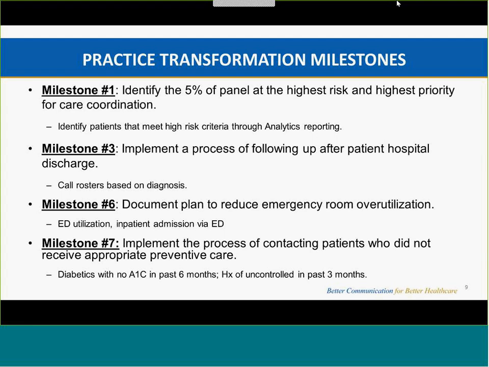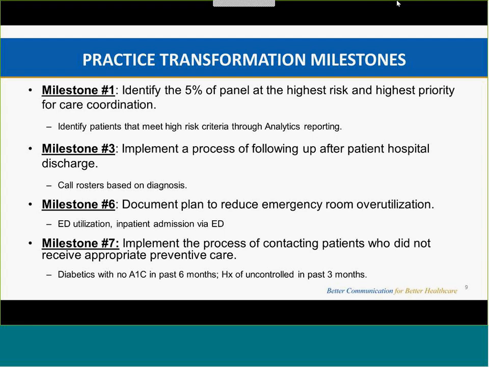Milestone number 3 is to implement a process of following up after patient hospital discharge. There are several different platforms, as you saw a couple slides back, where Lakeisha had check marks in all the different types of services we offer that can help you with each milestone. This is another one where our event notification, letting you know that a patient's been discharged, can help you. Analytics can also help if you have a significant amount of patient population that is admitted and discharged, because you are a larger practice, or you have a lot of higher risk patients.